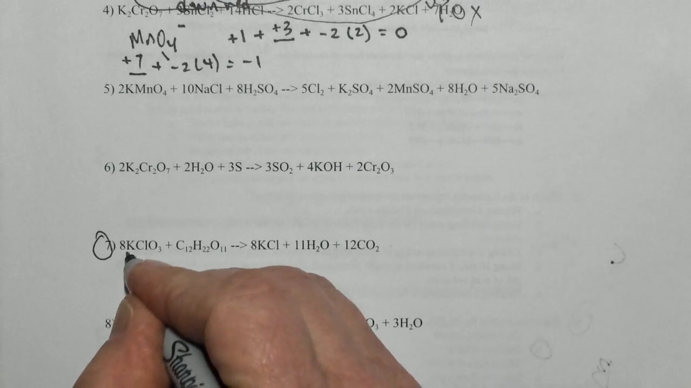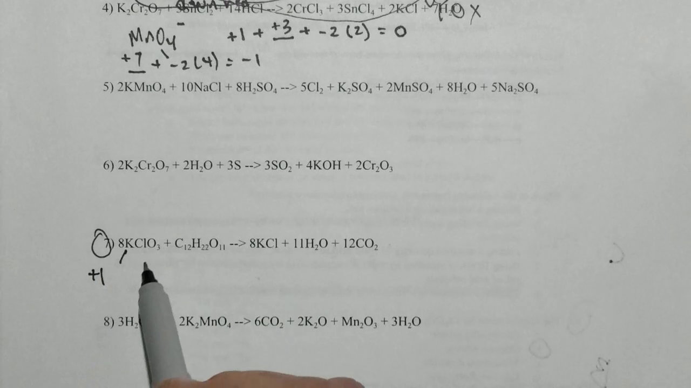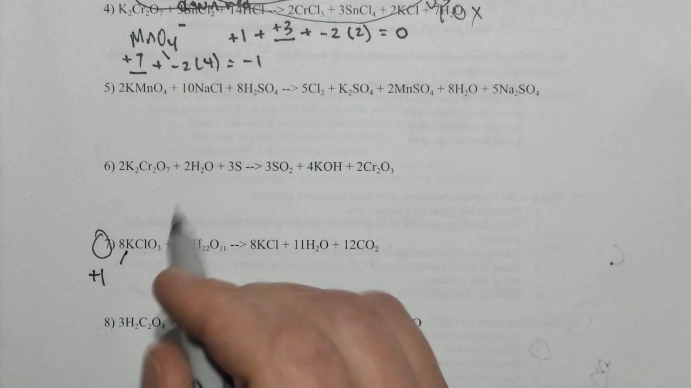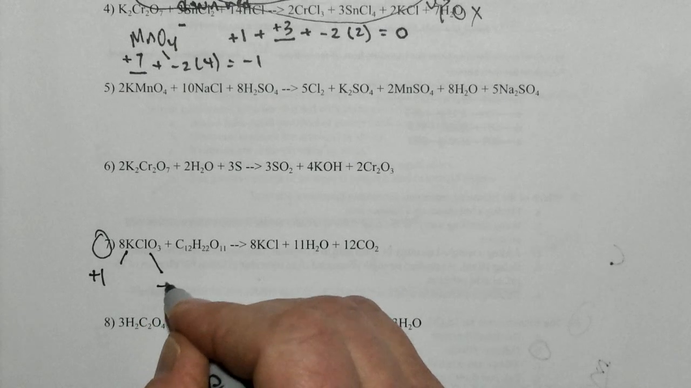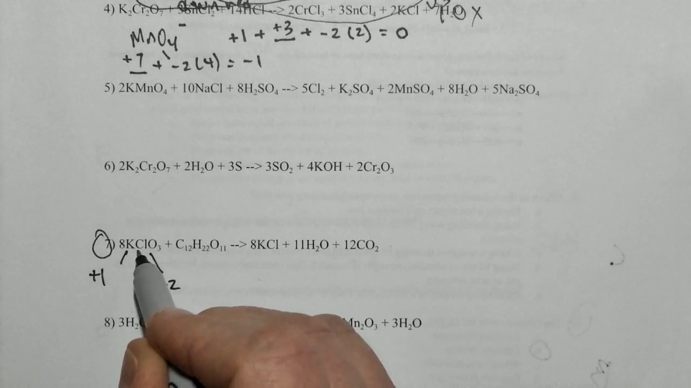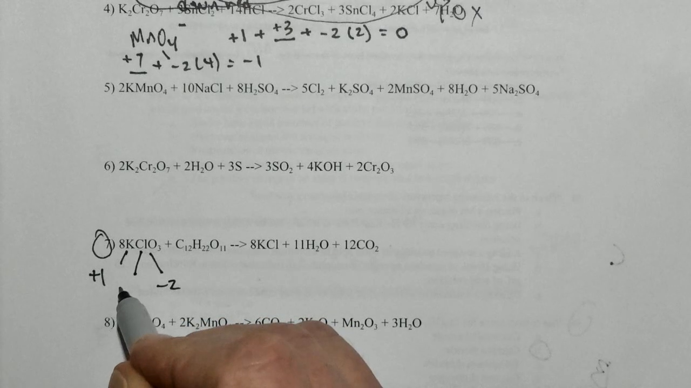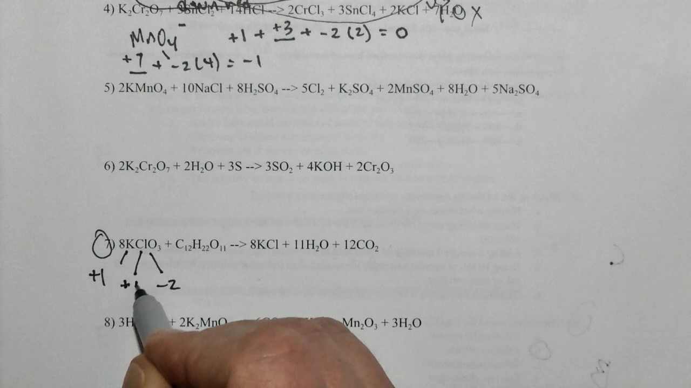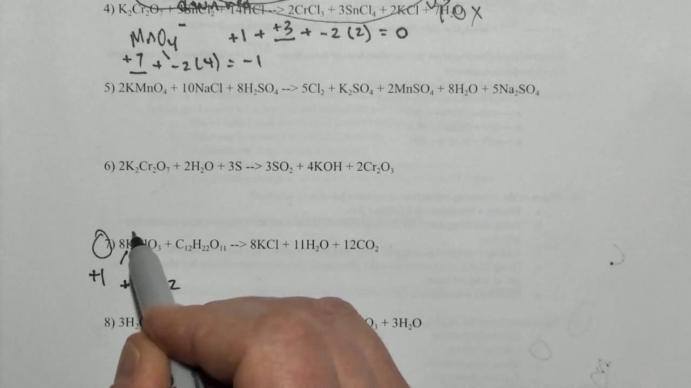So in number 7, we start with a potassium that's +1. And then we have a chlorate, and you'll notice there's no chlorate on this side, so we're going to have to go through and do each individually. Oxygen's -2. There's 3 of them, so that means chlorine must be +5, right? Let's do the math to make sure that that's right.